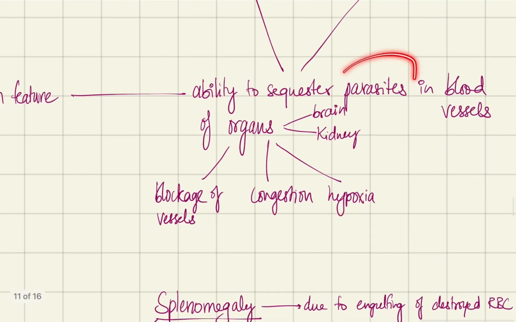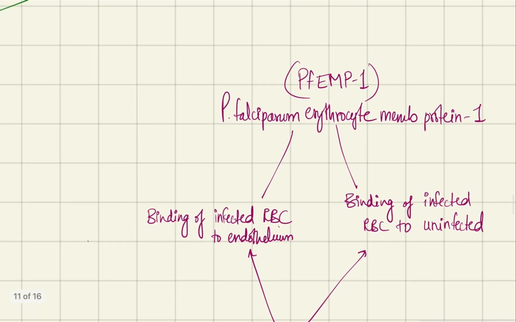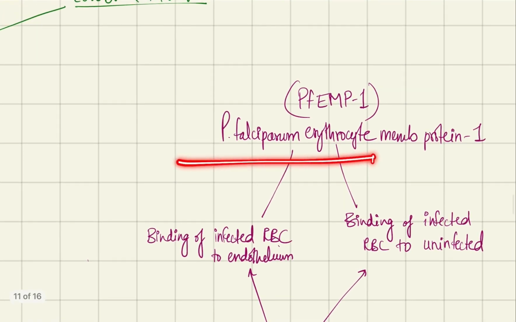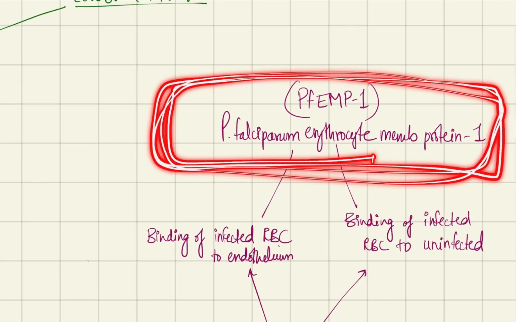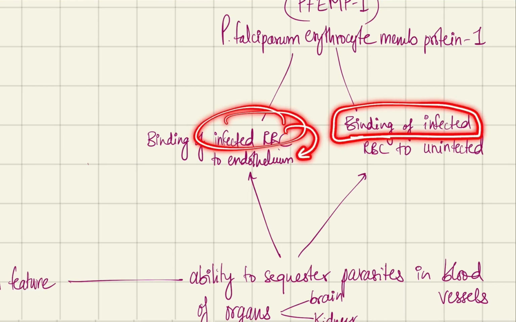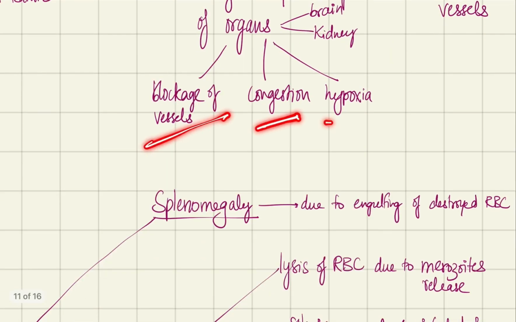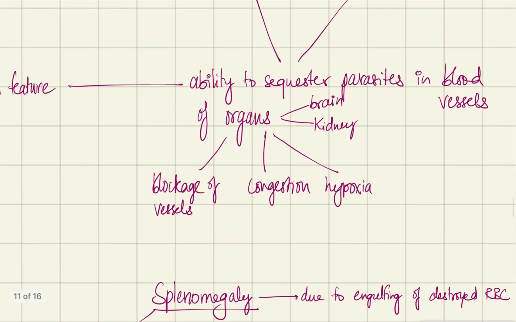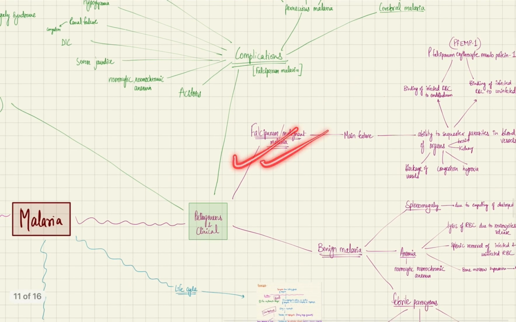Okay, so why are these parasites getting sequestered in these organs and causing these symptoms? Actually, it is because of a specific protein called the Plasmodium falciparum erythrocyte membrane protein 1, PFEMP1. This protein actually binds the infected RBC to the endothelium of the organs, and even the binding of the infected RBCs to uninfected RBCs. So RBCs to RBCs and RBCs to different organs. Because of this, there occurs blockage of vessels, congestion, and hypoxia. Correct? So this was malignant malaria, a much more dangerous manifestation.